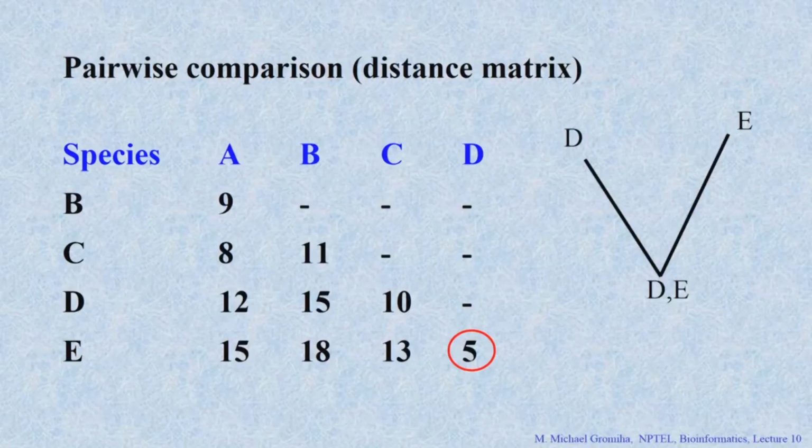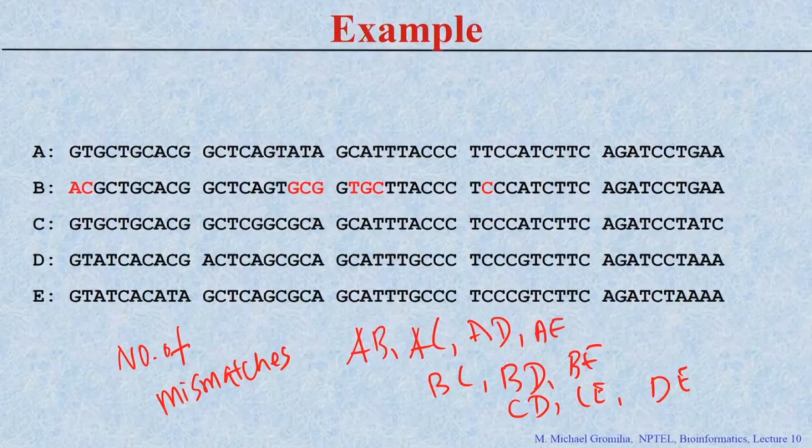So, you can make this matrix with A, B, C, D on one side and B, C, D, E on the other, because there are 5 organisms. A and B is 9, likewise A and C mismatch is 8, A and D is 12, A and E is 15. Likewise BC, BD, BE, CD, CE, and DE. Between D and E there are 5 mismatches: 1, 2, 3, 4, 5.